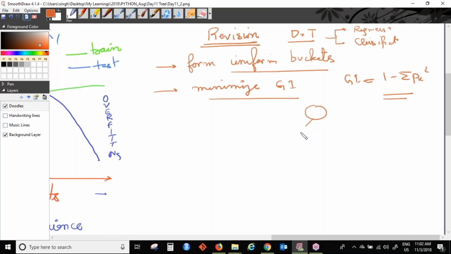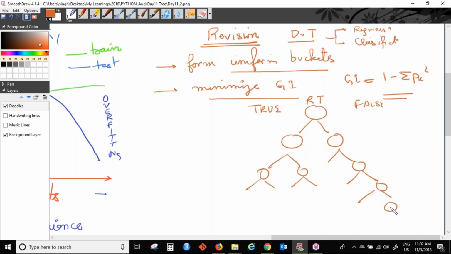We saw how a typical decision tree looks like. We have true on the left hand side, we have false on the right hand side. We start with a root node, then we get some intermediate nodes, and the tree grows on like this. At the end you have the leaf of the tree, or the terminal nodes. In the middle you have the intermediate nodes.